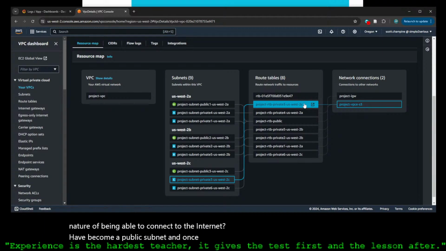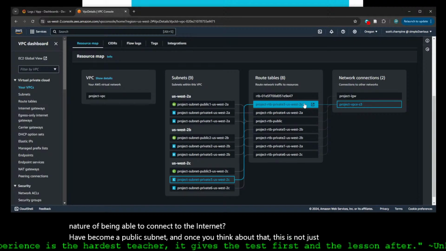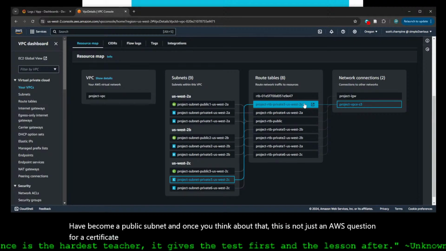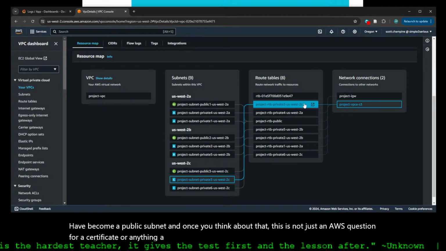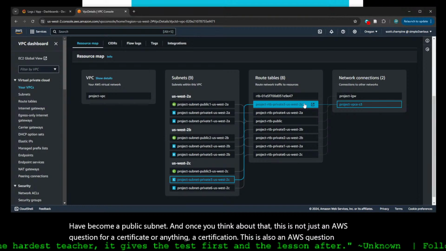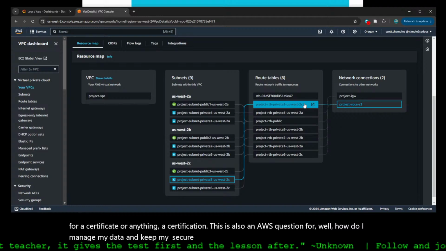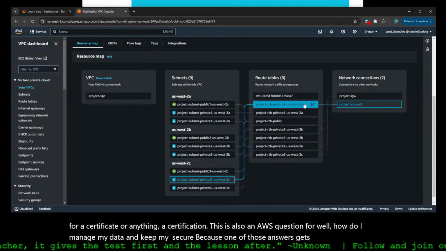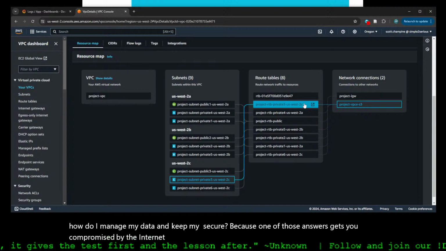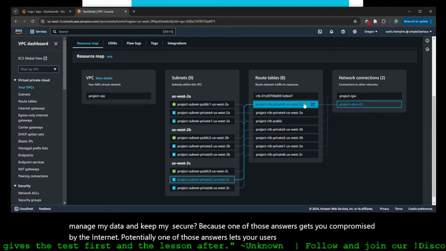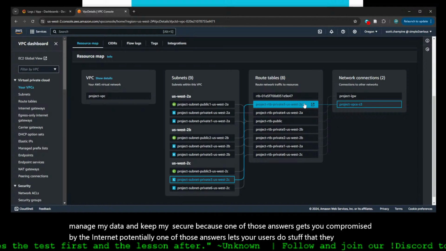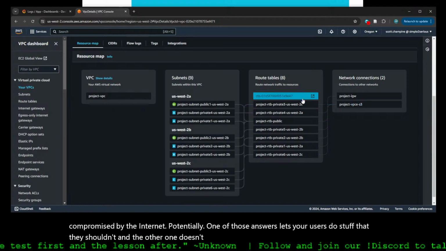This is not just an AWS question for a certification. This is also an AWS question for, well, how do I manage my data and keep it secure? Because one of those answers gets you compromised by the internet potentially. One of those answers lets your users do stuff that they shouldn't, and the other one doesn't. So I want you guys to think about that, because this is very important.